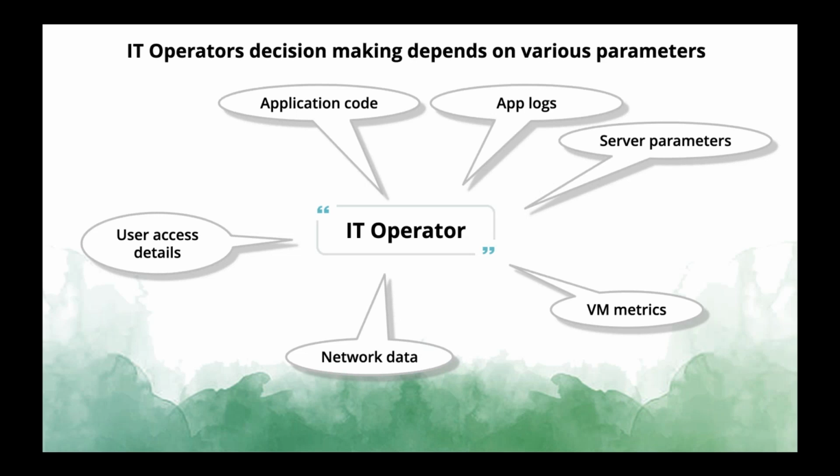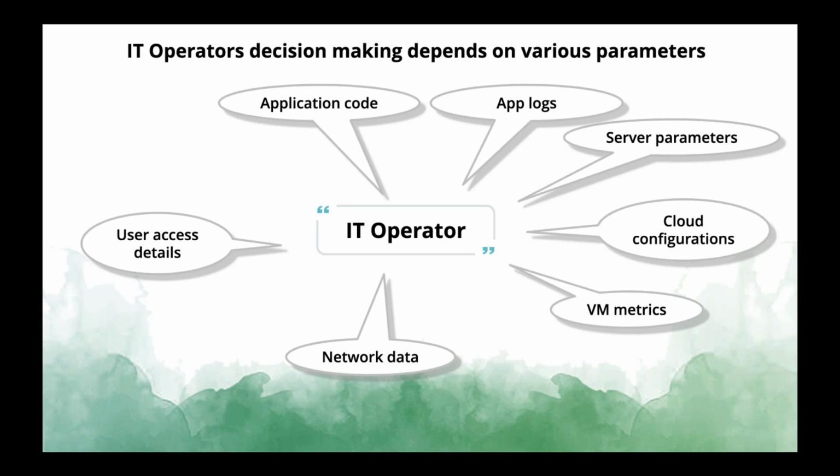And application logs. He has to look into the application logs to see if there are any exceptions there. Cloud configurations: if the application is deployed in the cloud, are the configurations fine? If it is an AWS environment, is the auto scaling configured correctly? Is the mapping between your EC2 instances and your EBS volumes done correctly? There are a lot of cloud configurations that have to be checked.